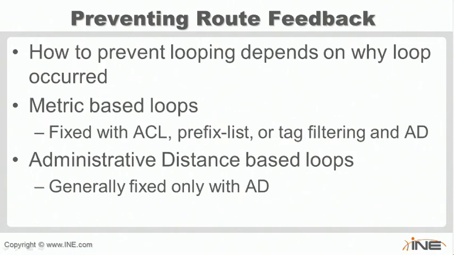Now, with administrative distance-based loops, generally filtering at the redistribution point itself is not going to accomplish anything. So there's a fundamental difference between when the router is choosing between two routes inside the same protocol and looking at the metric value, versus looking at two routes between different protocols and choosing the one with the lower administrative distance. But again, for either of these, whether the loop is metric or distance-based, there are really no general rules that we can apply onto the topology.